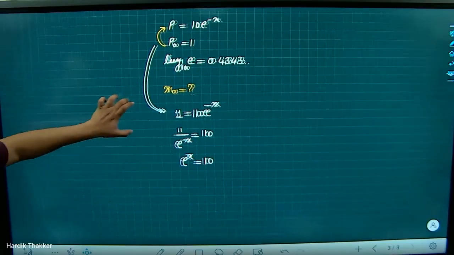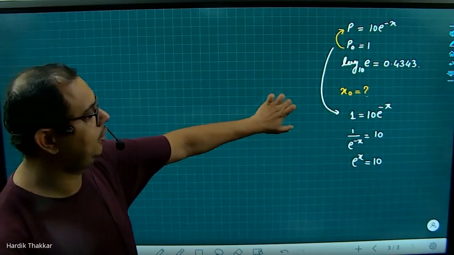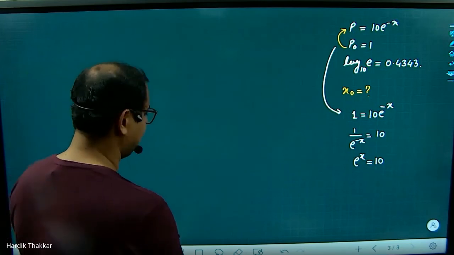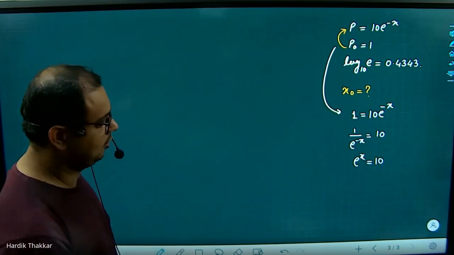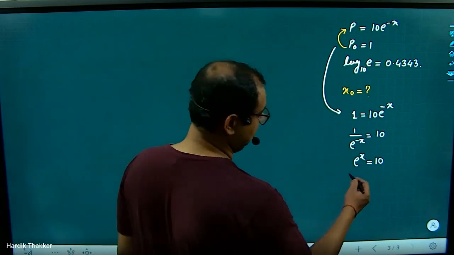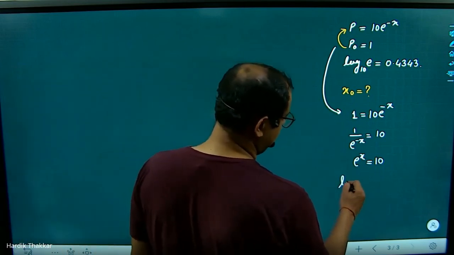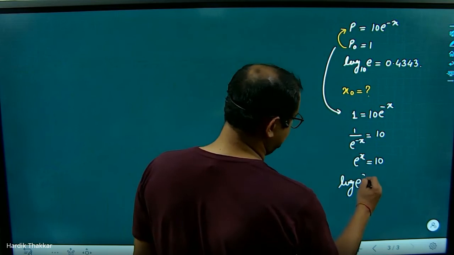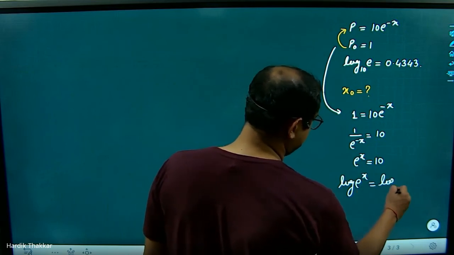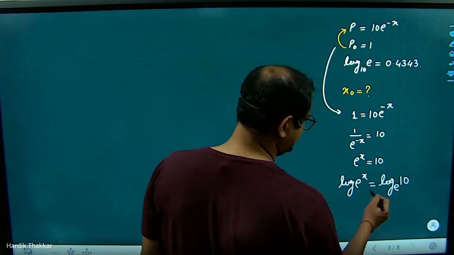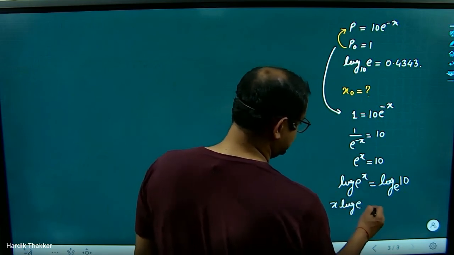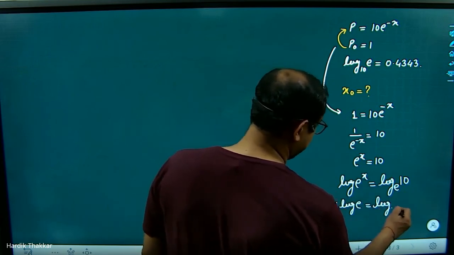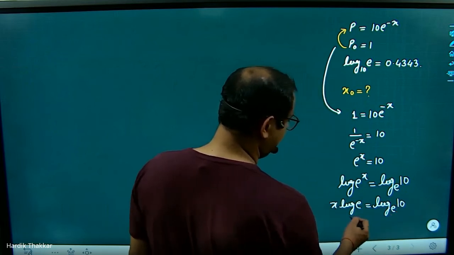Okay. Now further we want to calculate x naught. So we will take log both the side. So it will be like log e raised to power x is equals to log e base 10. So here it will be x log e is equals to log e base 10.